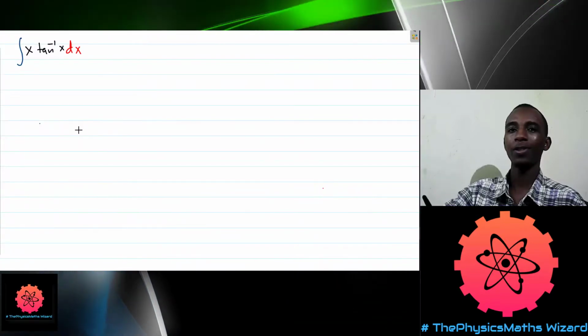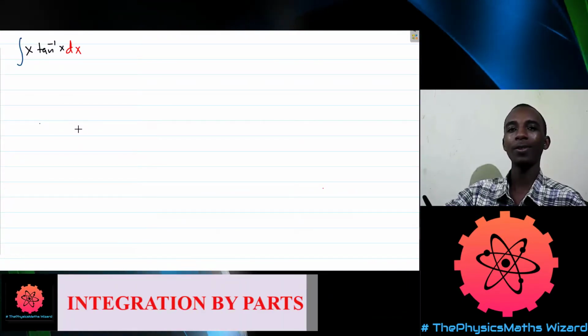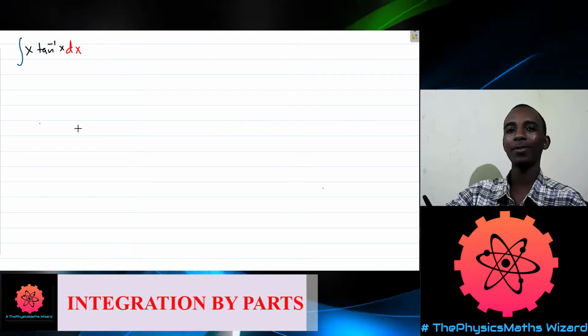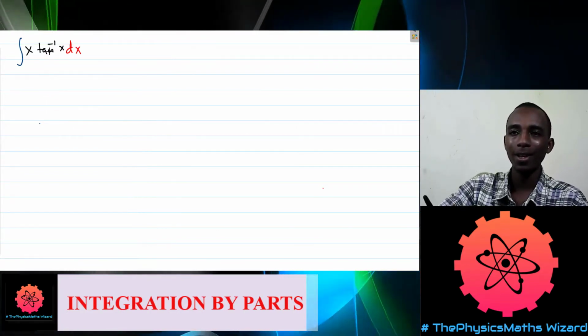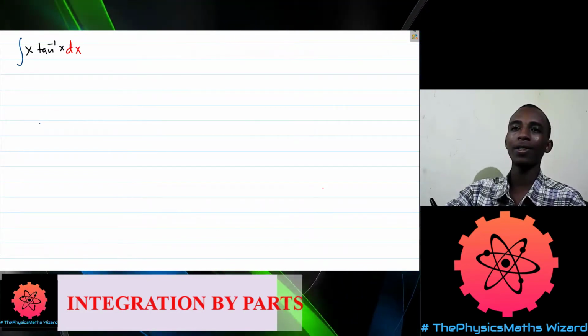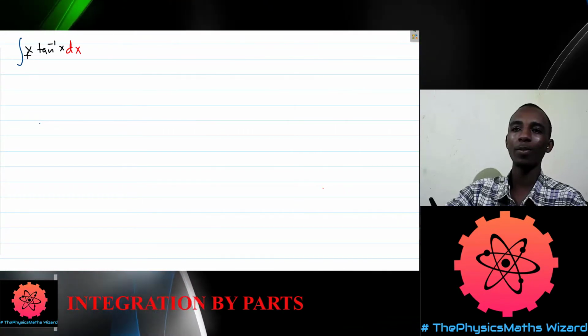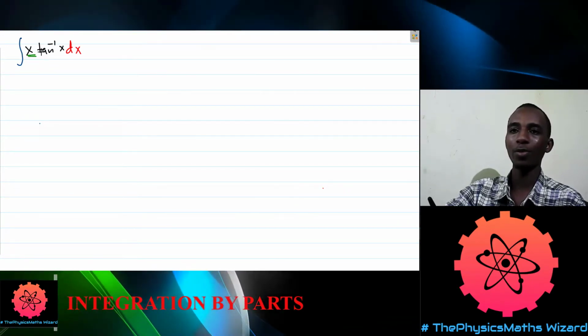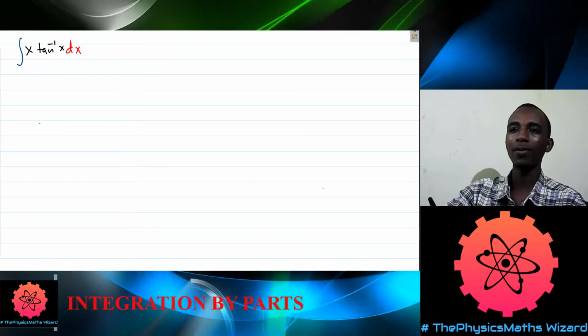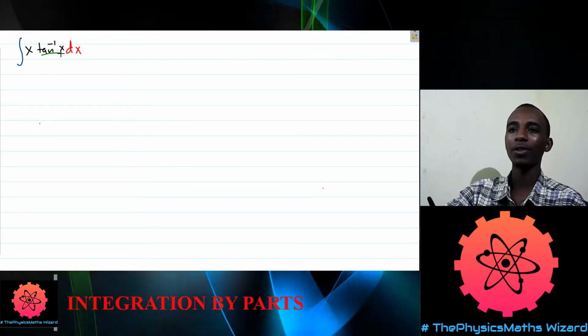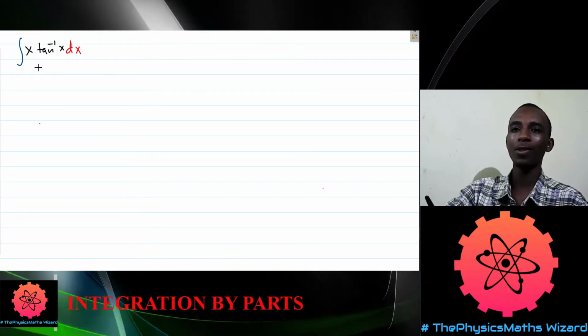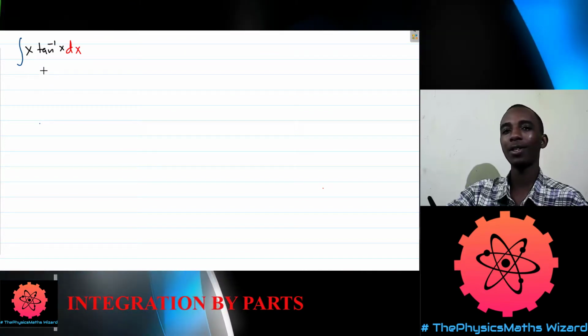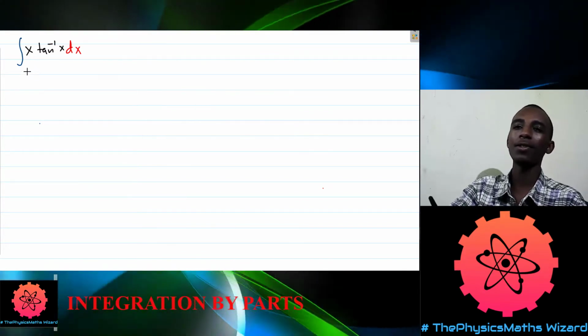So we have an interesting problem here. The integral of x times arctan of x with respect to x. Look at this problem. We have a product of a polynomial and an inverse trigonometric function. So how do we solve this? We have to use the technique of integrating by parts. Let's go ahead and do that.